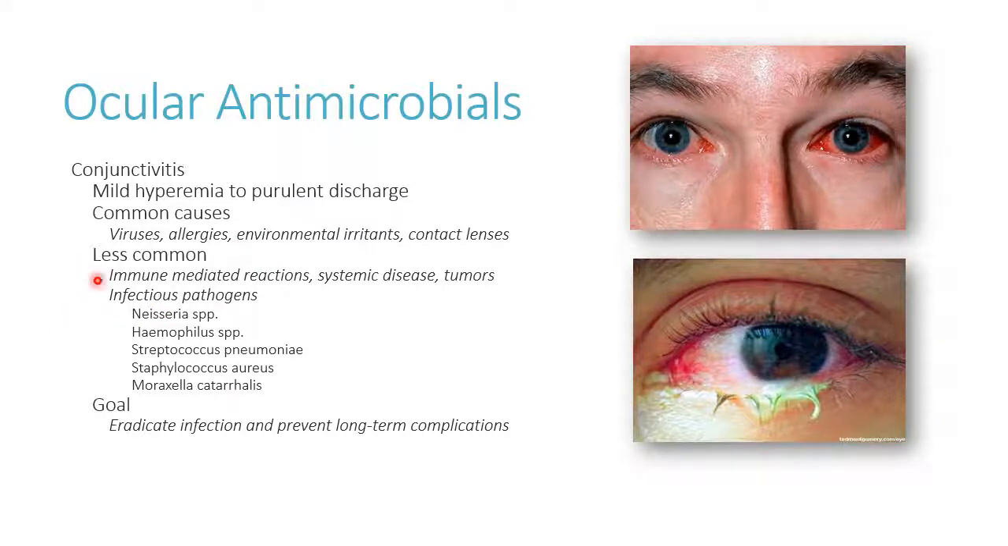However, other things can be occurring here. So I mentioned infectious pathogens and things like Neisseria, Haemophilus. Wide variety of things could be causing infection here, right? So again, this is why we shoot for broad spectrum antibiotics for the most part. And obviously, we like to eradicate the infection and try to prevent any kind of complications from occurring here.